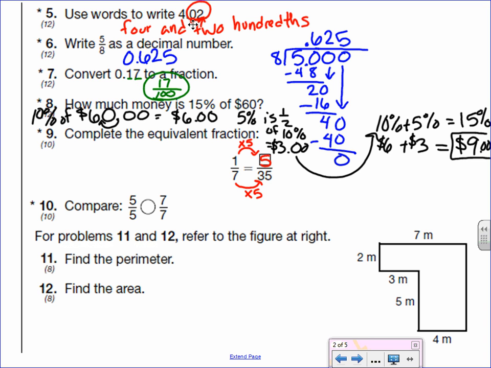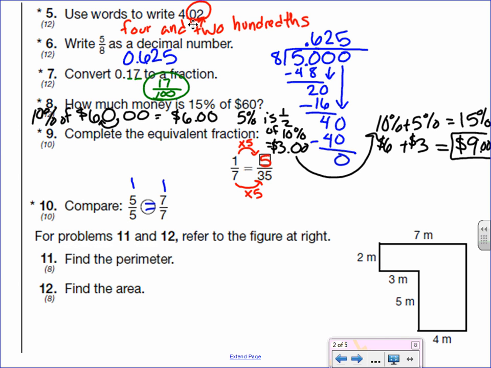And the next one, it asks us to compare 5/5 and 7/7. Anytime you have a number over itself in a fraction, it means divided by itself. 5 divided by 5 would be 1. 7 divided by 7 would be 1. So those two are actually equal. And that's the case anytime you have 4/4, 2 halves, 8/8. It will always be 1.